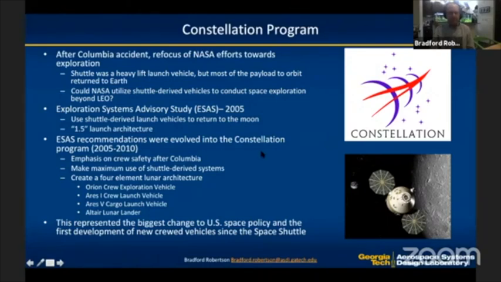And as I said, there was an emphasis on crew safety, trying to maximize reuse of the existing technology we had from shuttle, as well as the existing industrial base, because they didn't want to lay off the thousands of workers that ran the shuttle program and then say, oh, can you all come back in a few years and run our space program? That's not going to work. So that had a 4-element lunar architecture with the Orion crew vehicle, pictured here, the Ares 1 crew launch vehicle, the Ares 5 cargo launch vehicle, and the Altair lunar lander. This was by far the biggest change to US space policy since the adoption of the space shuttle.